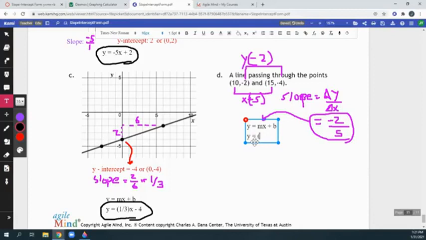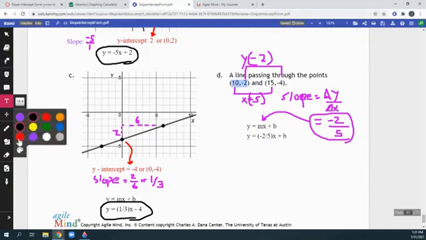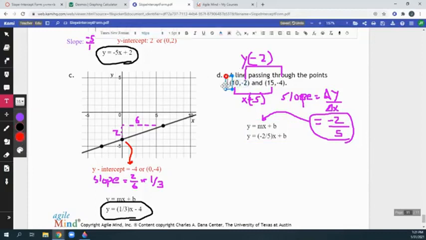So negative 2 fifths x plus b. Okay. So now what do I do? Well, the cool thing is I know an x and a y that work in here. And as long as I have only one variable, I can solve for it. So what I'm going to do is take one of these guys and plug it in. It doesn't matter which one. I'll use the 10 and the negative 2.